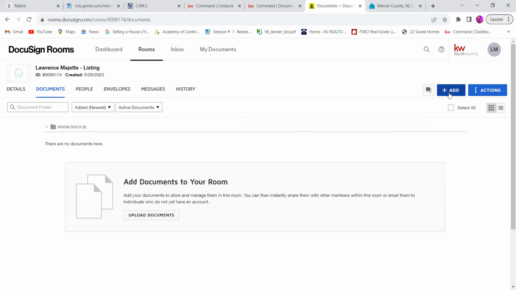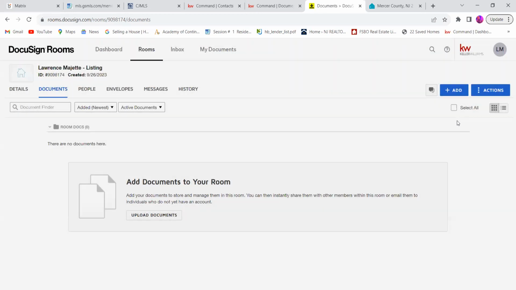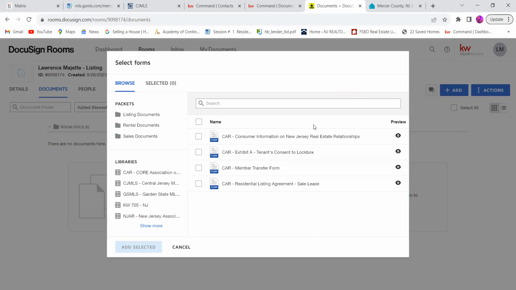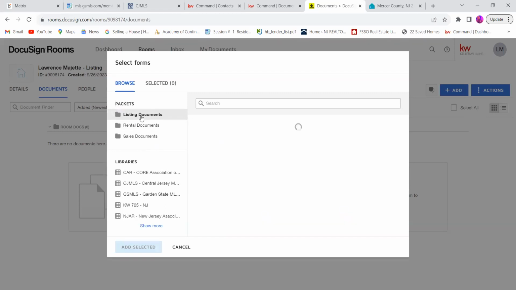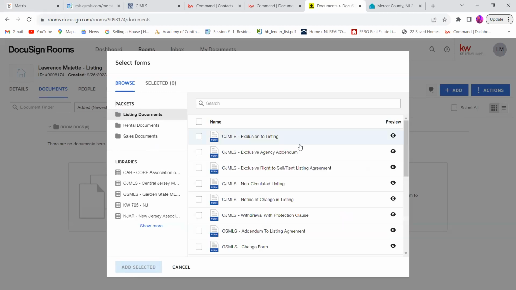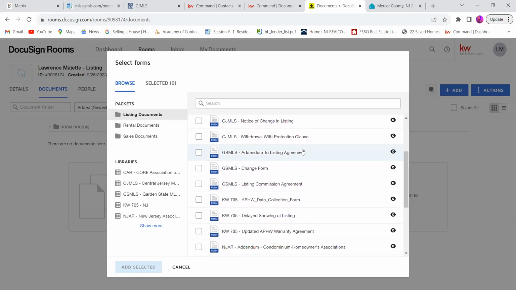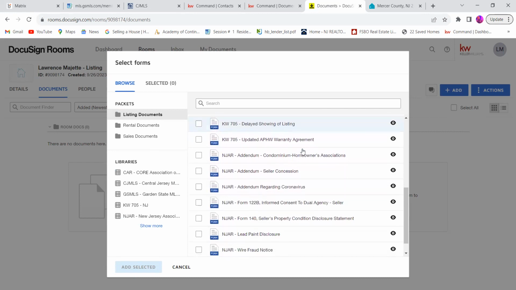You want to go to add. You're going to go to DocuSign Forms, right? Now, the cool thing about DocuSign is it makes everything kind of easier for you to find, right? So I don't have to search through all of this to find these documents because they make it into a packet for you. So I can go to listing documents, right? And I can find exactly what I need from right here, right?